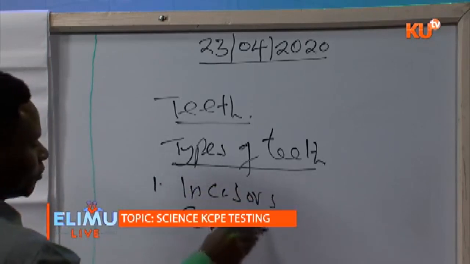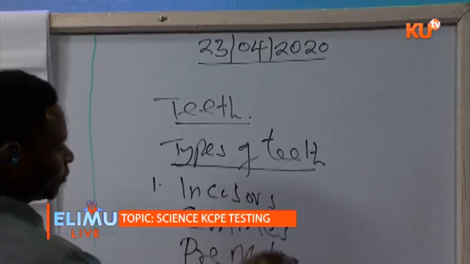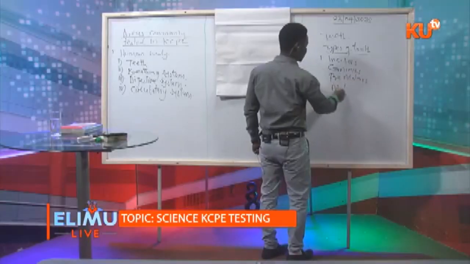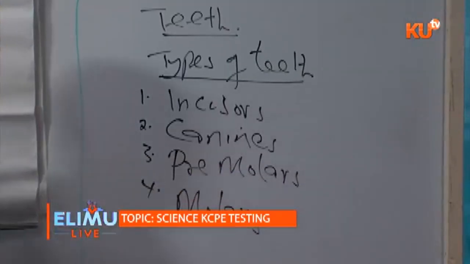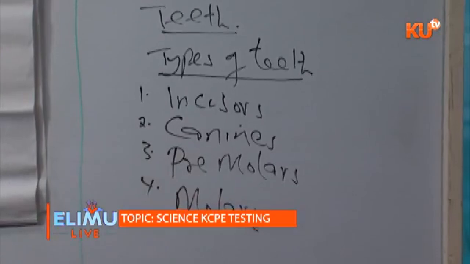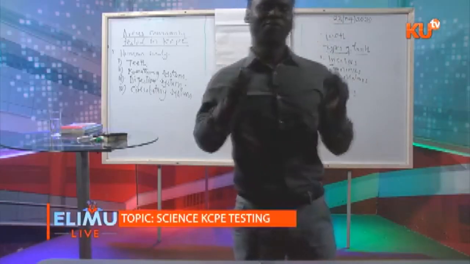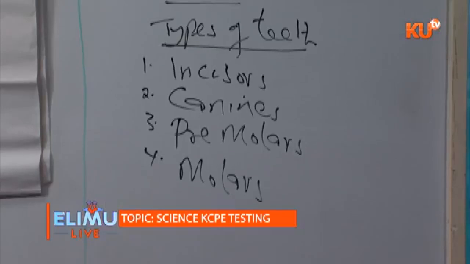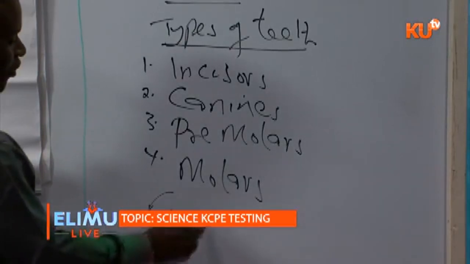We have four types of teeth, namely incisors, canines, premolars, and molars. Now, after identifying the types of teeth, you should be able to give the functions of each type of teeth.